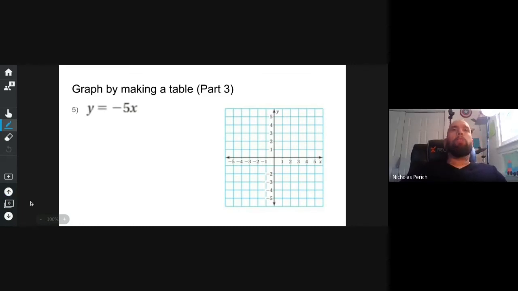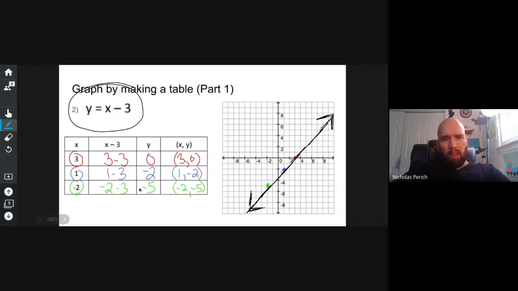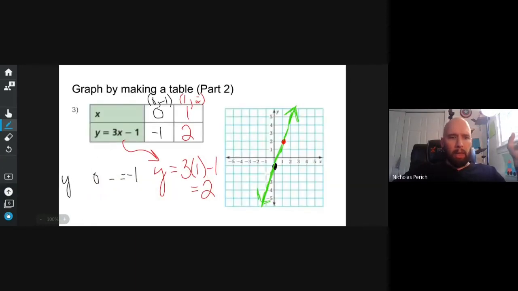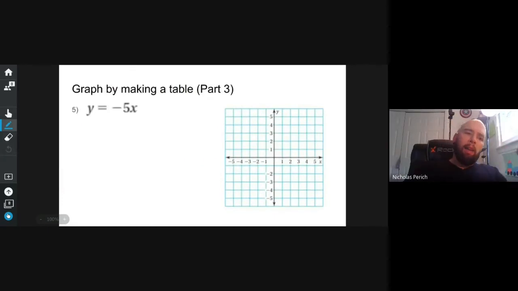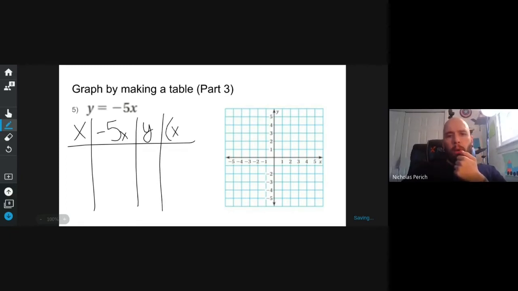Where's my table? I don't have a table, so I'm going to make my own table. I will make a table like these guys. These guys made me happy. So I'm going to make a table like that where I'm going to choose an X value. I'm going to plug it into -5x. That'll give me a Y value. And then I turn it into a point.